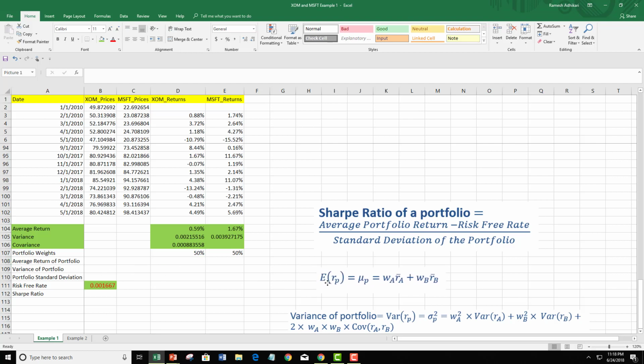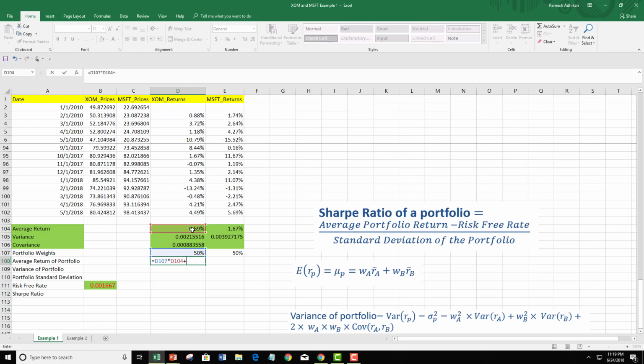Remember the formula to compute average portfolio return. The average portfolio return is simply equal to the proportion of money you invest in stock A times the average return of stock A, plus the proportion of money you invest in stock B times the average return of stock B, right? So I'm going to do here: equals the proportion of money spent on XOM times the average of XOM, plus the proportion of money being invested in MSFT times the average of MSFT. So that gives us the average portfolio return.